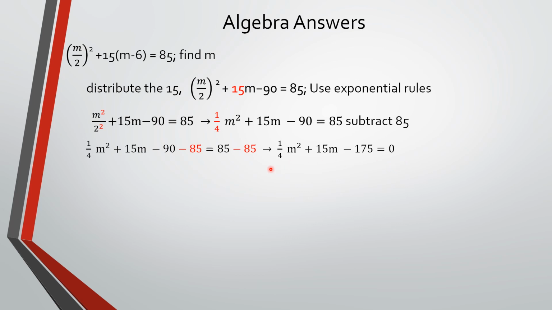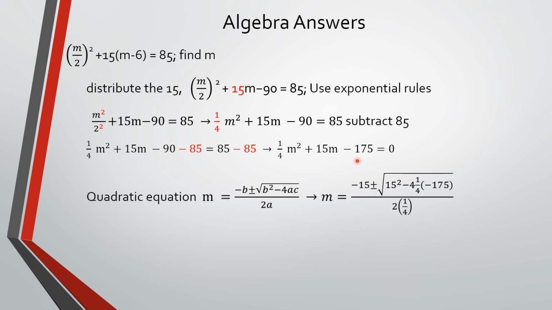And now we have this expression. This expression is in the form of a polynomial, so we'll use the quadratic equation for this. This is getting kind of involved, but the point of this is to be slightly challenging. So the quadratic equation is going to be in terms of m, the variable that we're looking for in here.